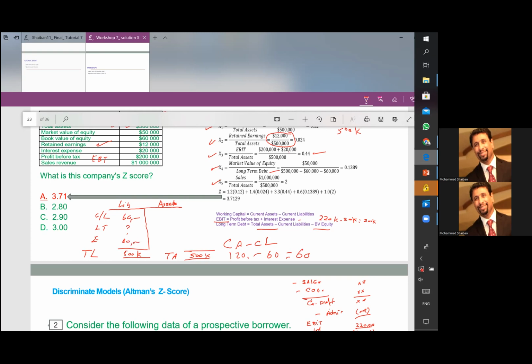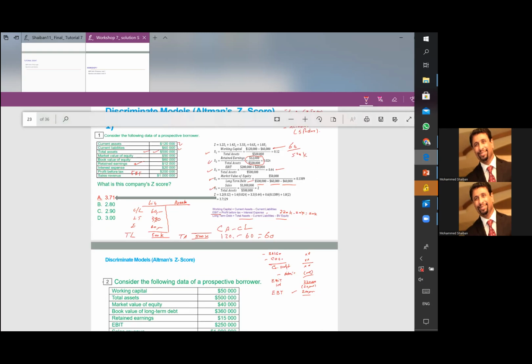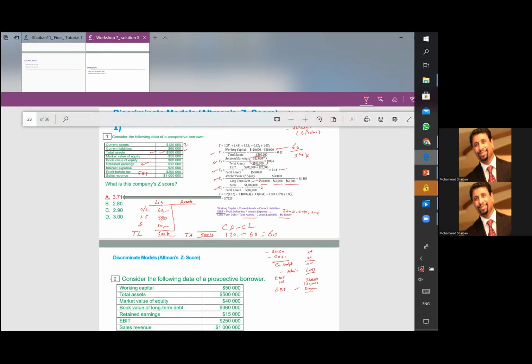So, and this owes 500,000. So this looks like to be 380. So this one should be 380. Which is actually 500,000 minus 60 minus 60. This is what I did, you know, if you want to understand it. Market value of equity, you have it, and then the rest is there. So this is the only thing in this problem that you might get confused about, to get those amounts. So we are done, and we get this 3.71, which is the Z value.